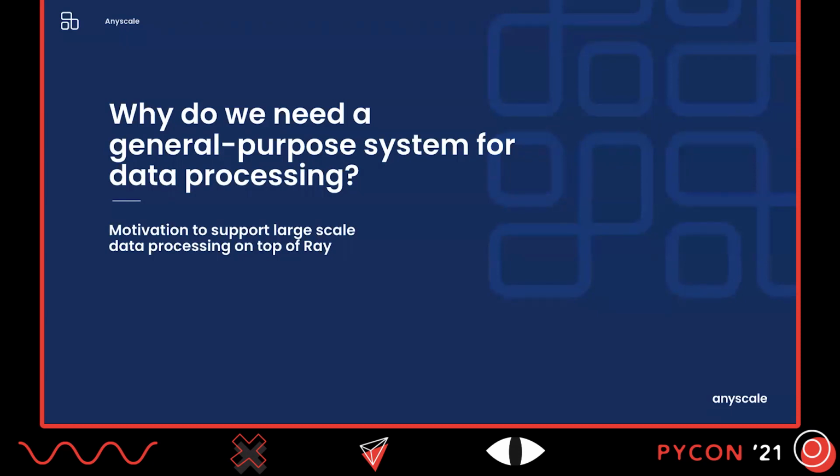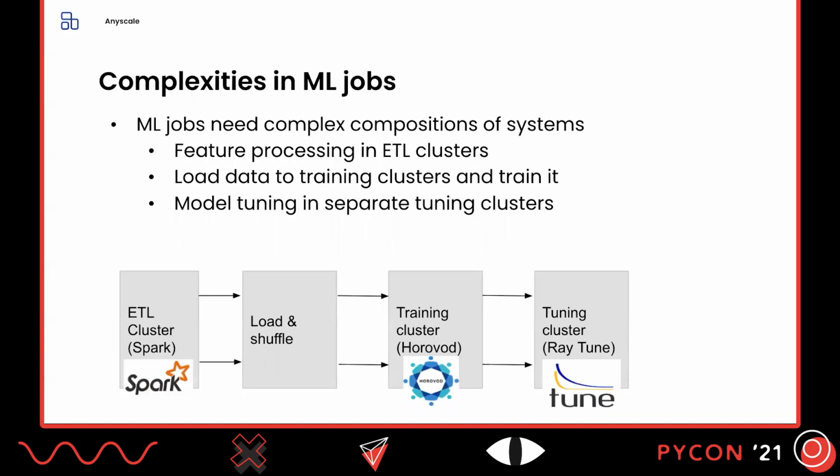Then let's start from why we need a general purpose system for data processing. In modern ML infrastructure, there are lots of complexities in composing different types of workload in different systems. For example, this is one I actually have seen in the industry. First, it needs to run ETL type of jobs using the Spark cluster for feature processing or some pre-processing. Load and shuffle the data that's written to Parquet into the training cluster. Like in this example, it uses Horovod.